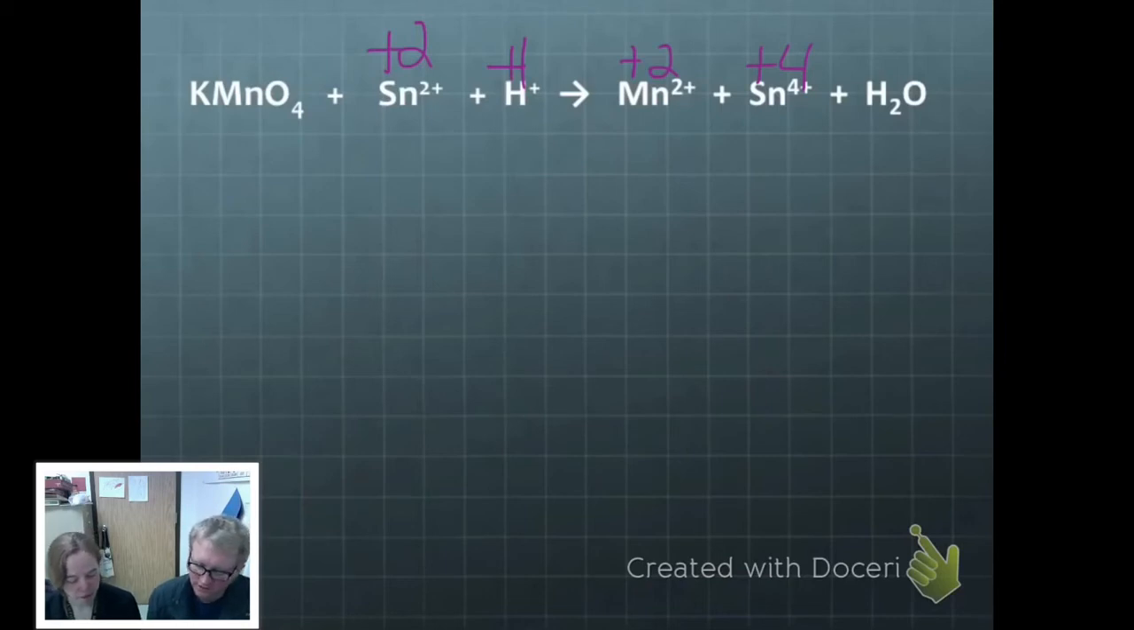Now I can look at the two compounds I've got left. Potassium is a metal, and I can look at the periodic table. That tells me that potassium is +1.